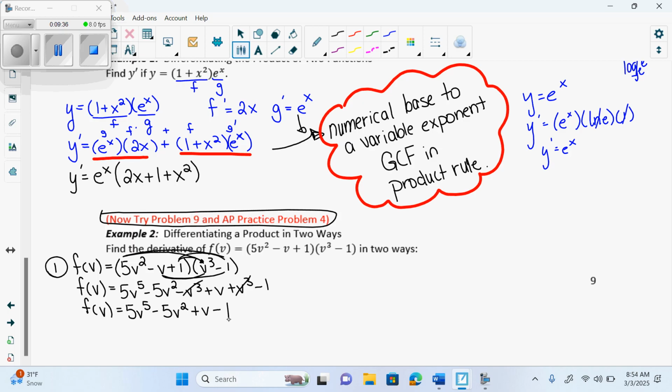So f of v equals 5v to the 5 minus v squared plus v minus 1. What did I screw up? You put v to the power 3 when it's supposed to be v to the power 4. Where? It's v times v to the power 3. This one and this one? Yeah. Oh, that's going to ruin it. Aggressive erasing. Oh wait, minus v to the 4 plus v cubed minus 5v squared.